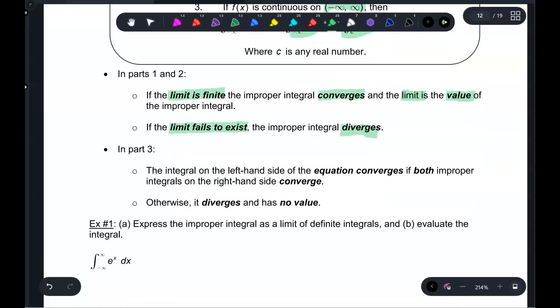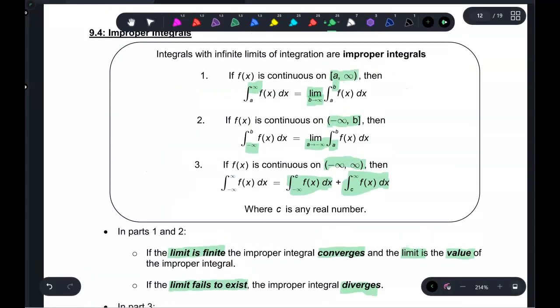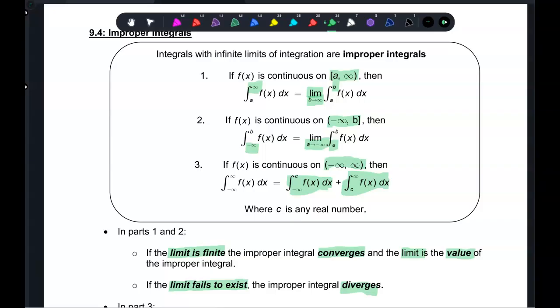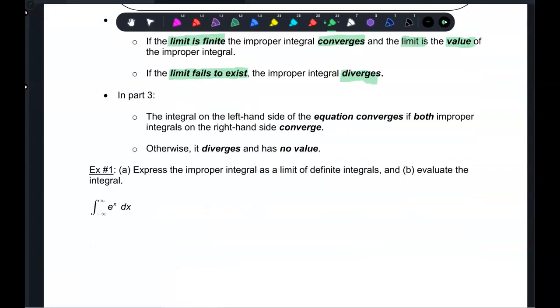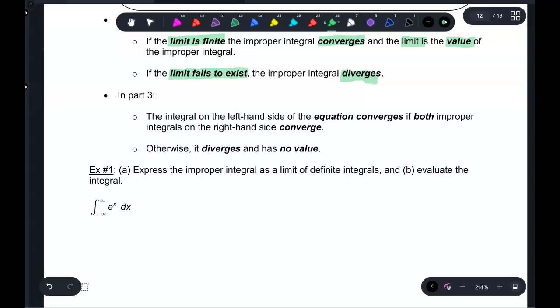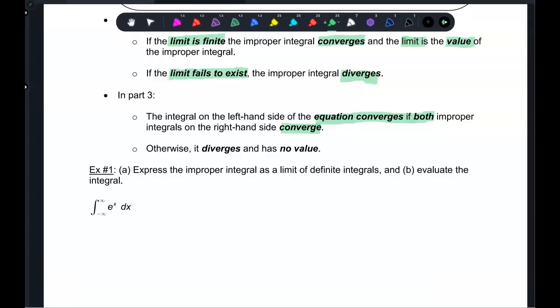In part 3, remember parts 1 and 2 only have one infinity, but number 3 has two, a negative infinity and a positive infinity. So in this case, if both from the left and the right converge, then the function itself converges. But if either one of those diverges, then the whole thing diverges. All right, let's do this.